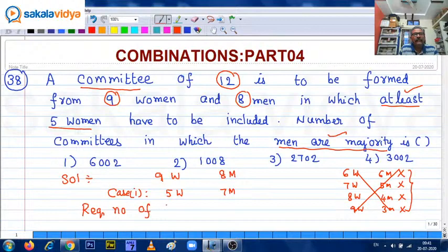required number of ways is equal to 9C5 multiplied by 8C7. Okay, let us simplify.